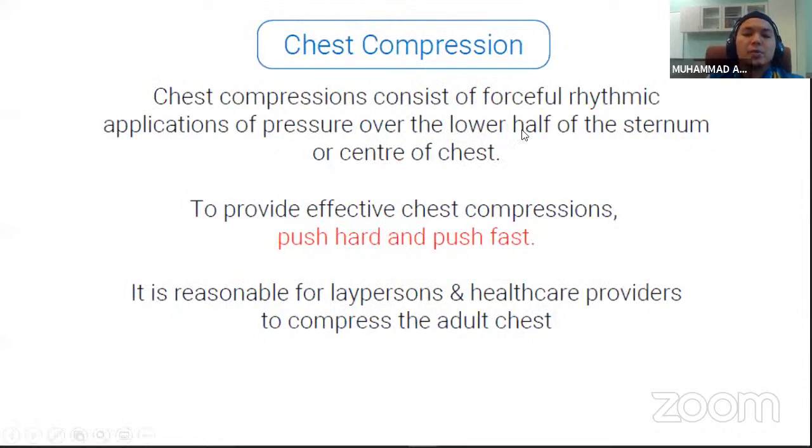Chest compression: you need to apply enough pressure, at a rate of around 100 to 120 per minute. You should put your hands at the lower half of the sternum, the lower half of the sternum. In the middle here we have the sternum, so the lower half, or the center of the chest. Push hard and push fast. Remember earlier the problem is too slow and too shallow, so that's why it is always said push hard and push fast during CPR. Healthcare providers or laypersons can also do chest compression.